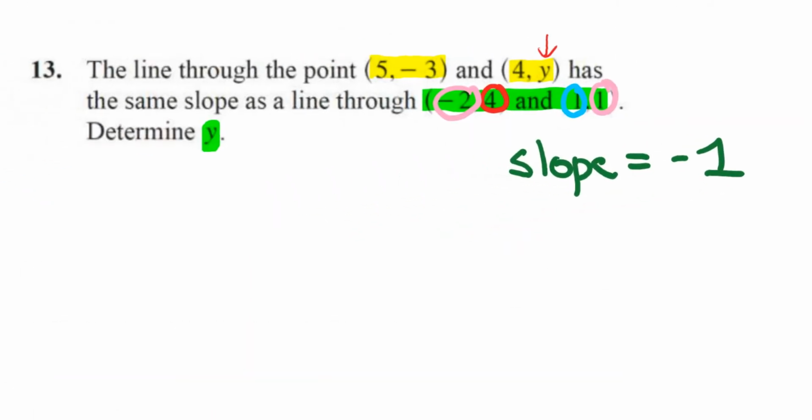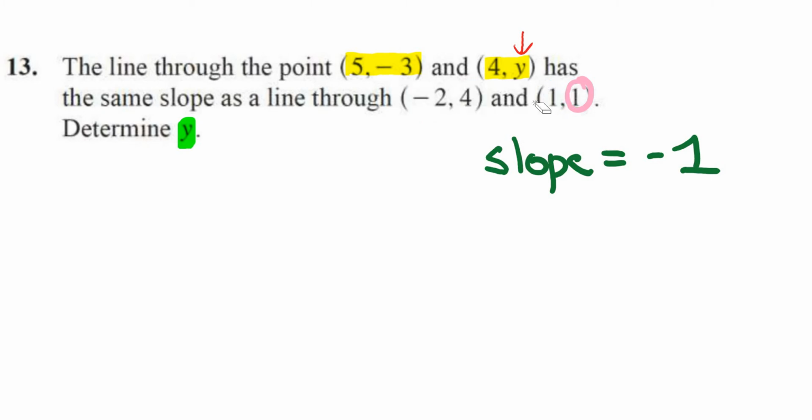Now we're going to solve for the missing variable. Let me just kind of erase all this. All right, so remember, the goal of this question is the line through this point, (5, -3) and (4, y), has the same slope as all of this. And our goal is I need to find this y value.